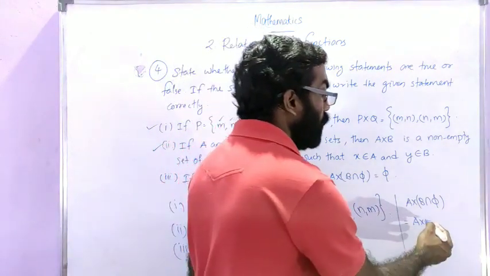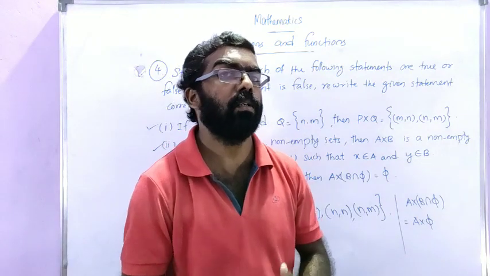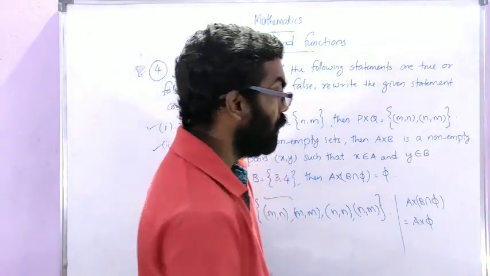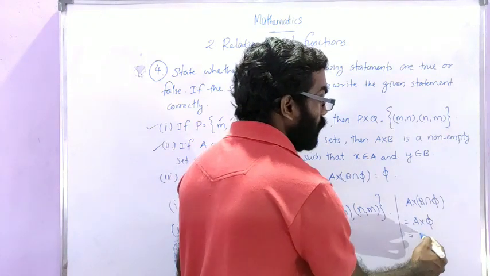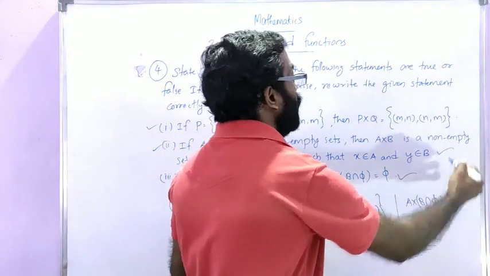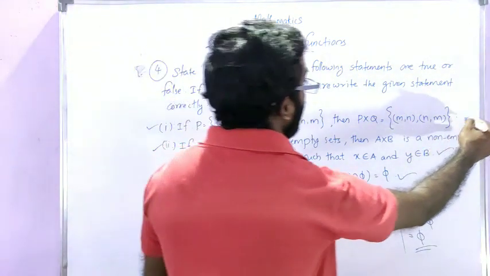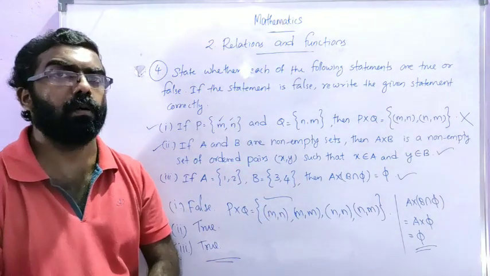B ∩ 5 is what? 5, because 5 is a null set. 5 is a set which consists of no elements. Okay. So B ∩ 5 is 5, and A × 5 is again 5. So it is true. So the first one is false and the second and third are true. Clear?